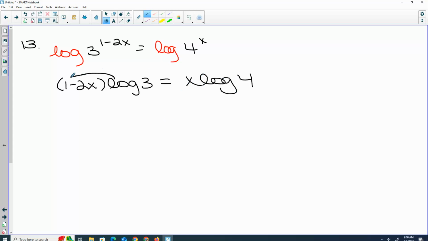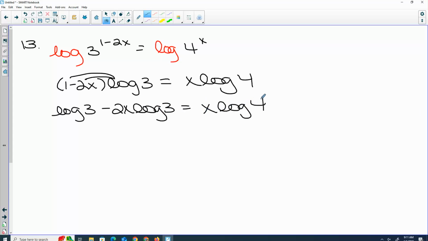On this side, we have to distribute our log. So 1 times log 3 is log 3. Negative 2x times log 3 is just negative 2x log 3. Equals x log 4. Trying to get my x's together. Both of those terms have an x. They're not like terms, but we can put them on the same side.